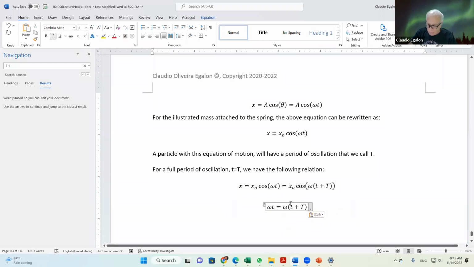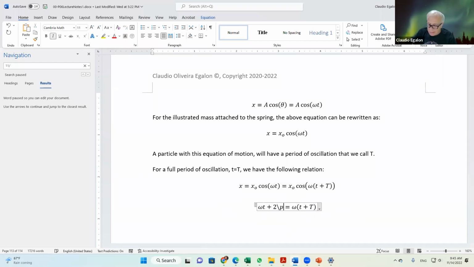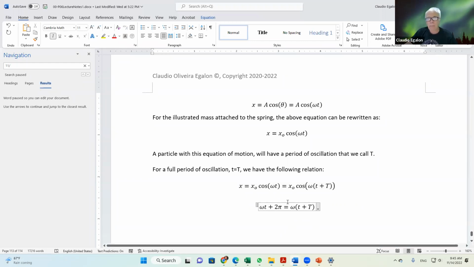This relation is going to be something like that. Omega t plus 2 pi is going to be equal to that. Okay, and now we can find out how capital T relates to omega.